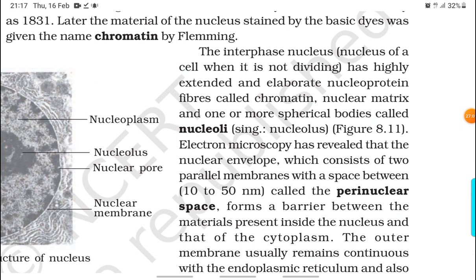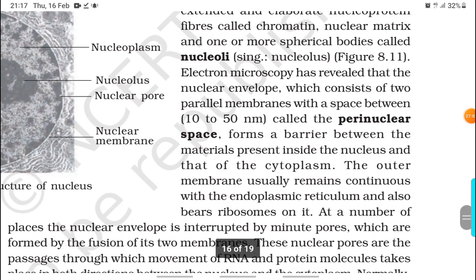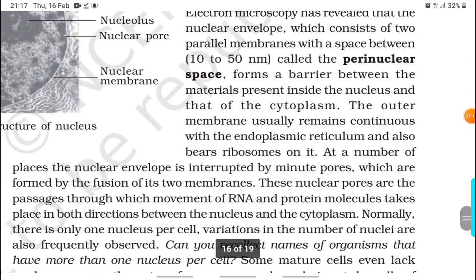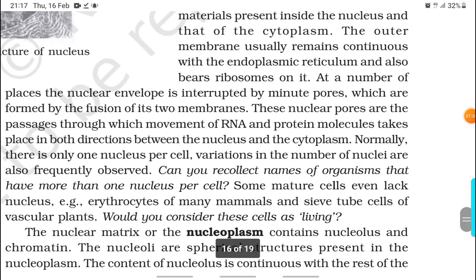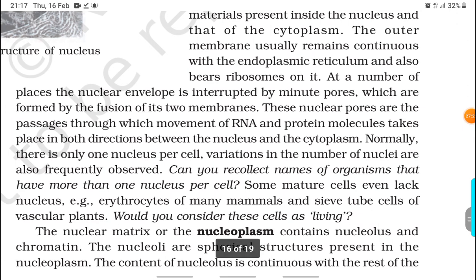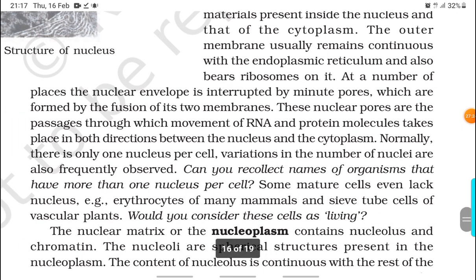Singular, nucleolus. Electron microscopy has revealed that the nuclear envelope, which consists of two parallel membranes with a space between them of 10 to 15 nanometer, called the perinuclear space, forms a barrier between the materials present inside the nucleus and that of the cytoplasm. The outer membrane usually remains continuous with the endoplasmic reticulum and also bears ribosomes on it.